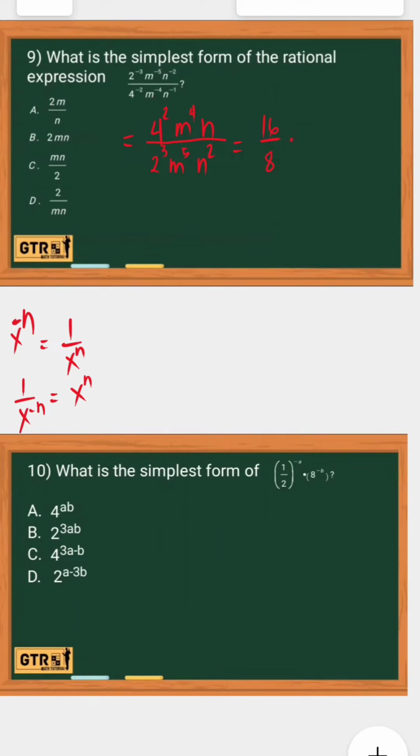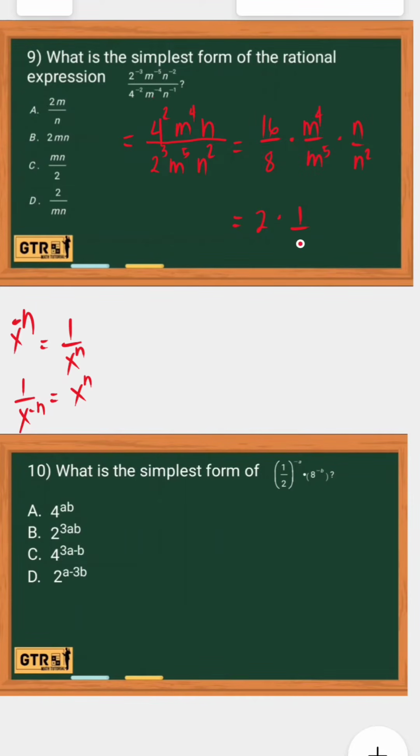So pag-iwahiwalayin natin para malinaw. So we have m to the 4th over m to the 5th power times n over n squared. Okay, so therefore we have 16 divided by 8. So the answer is 2 times m to the 4th over m to the 5th. So ang exponent ng denominator ay mas malaki. So therefore the answer will be in the denominator.